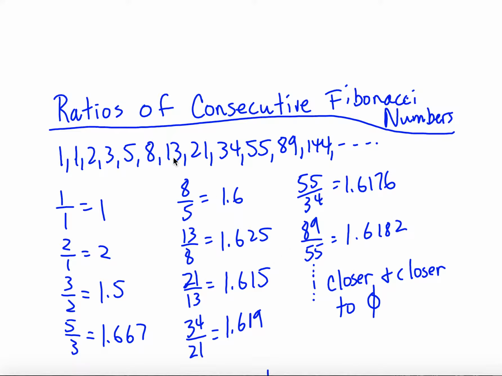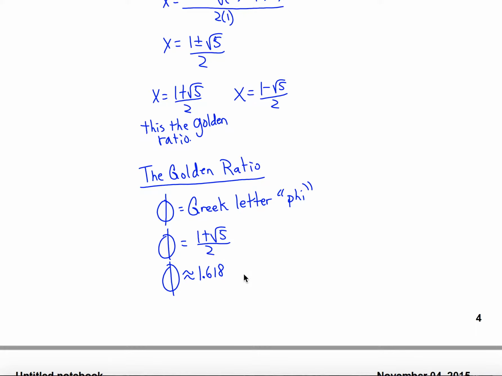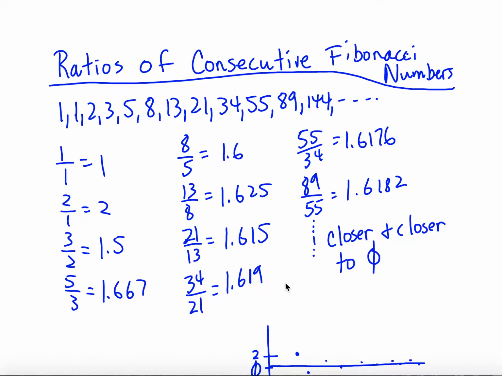The next one is 21 divided by 13. That's 1.615. The next one, 34 divided by 21, is 1.619. The next one gives me 1.6176. So notice all of a sudden I'm getting 1.61 in all of these. And then 89 divided by 55 is 1.6182. So again, I'm getting 1.61 something. And if I keep going, I actually get close to this 1.618, which is the golden ratio.